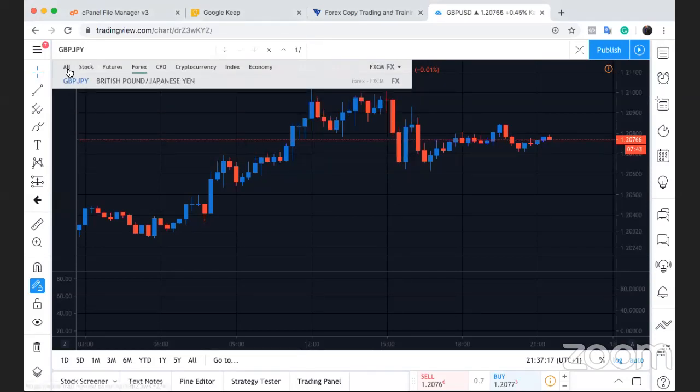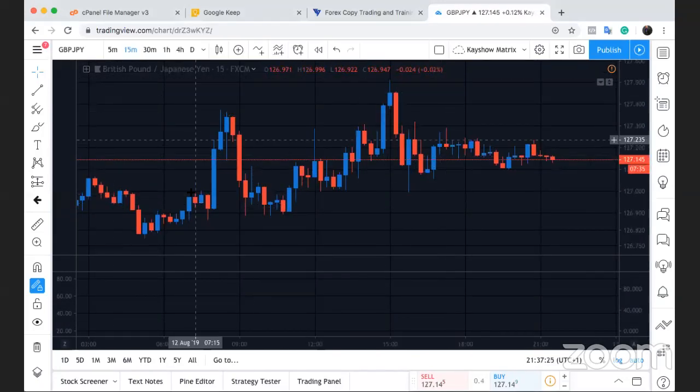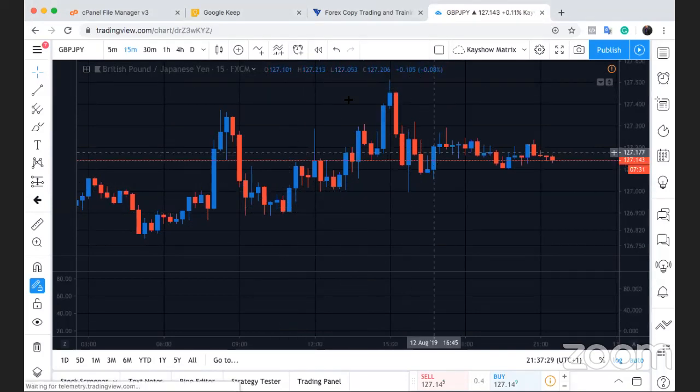Okay, this is what you are likely to see when you type in GBP JPY. You see it there, you can see it's the only one there. You click on it and your chart is going to reload. And once the chart reloads, it's now showing you GBP JPY.